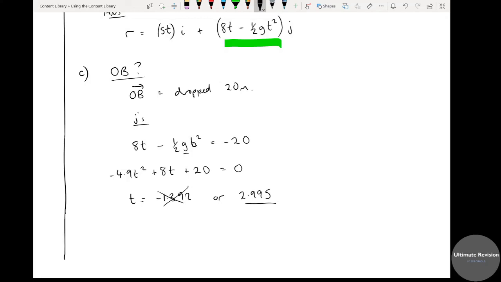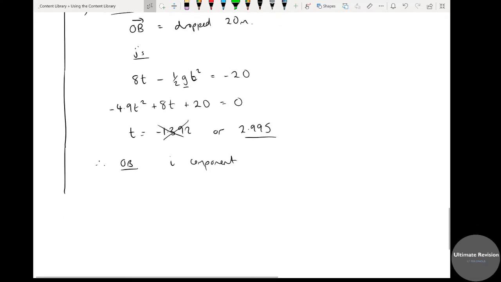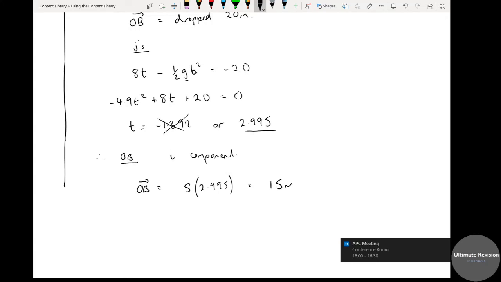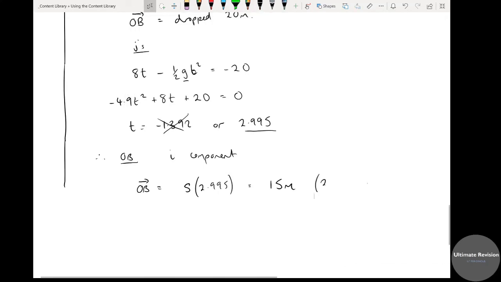Now, I know that t is that, so therefore OB, looking at the I component, what do I get? It's 5t, isn't it? So the OB is going to equal 5 times 2.995, which is 15 meters. 15 meters to 2 significant figures. Okay, and hopefully, yeah, that's helpful.